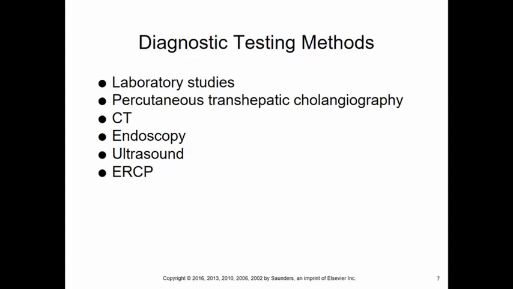Let's talk about some diagnostic tests in regards to the hepatobiliary system. As far as lab goes, some of the labs that are important for the liver are prothrombin time, AST and ALT, bilirubin, serum ammonia, urobilinogen.